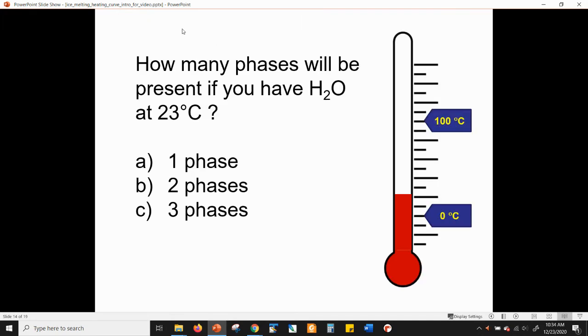How many phases will be present if you have H2O at 23 degrees Celsius? Hit pause. Okay, at 23 degrees Celsius, we're above the melting point or freezing point, and we're below the boiling point. We'll only have one phase present at 23 degrees Celsius.